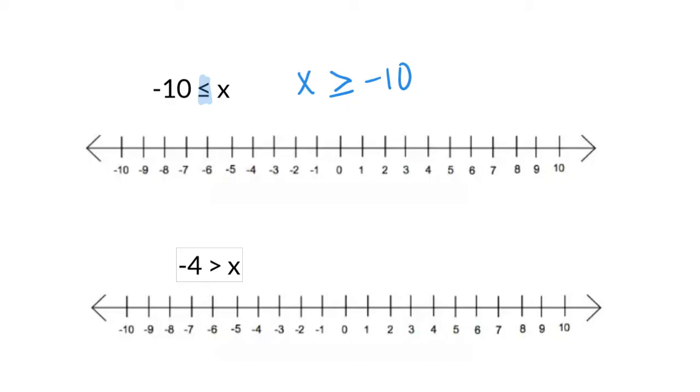So now I'm going to put a closed circle on -10. And because x's values are greater than or equal to -10, I will point my graph to the right.